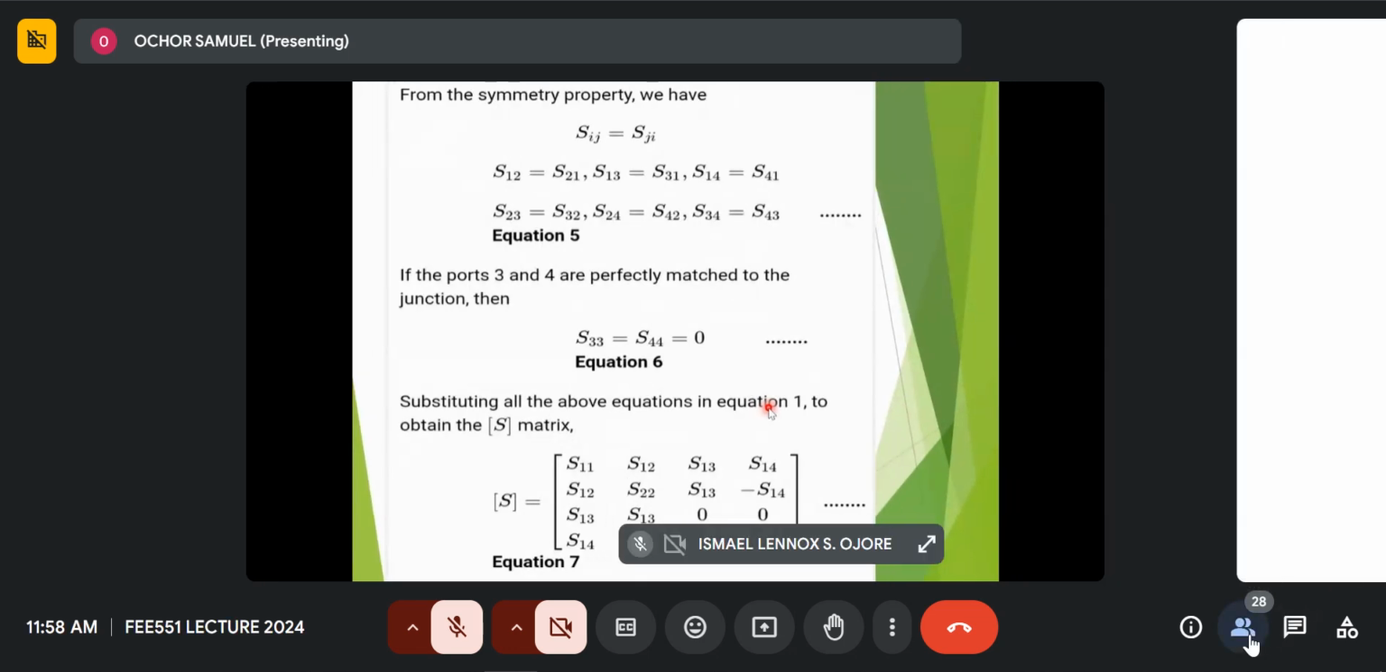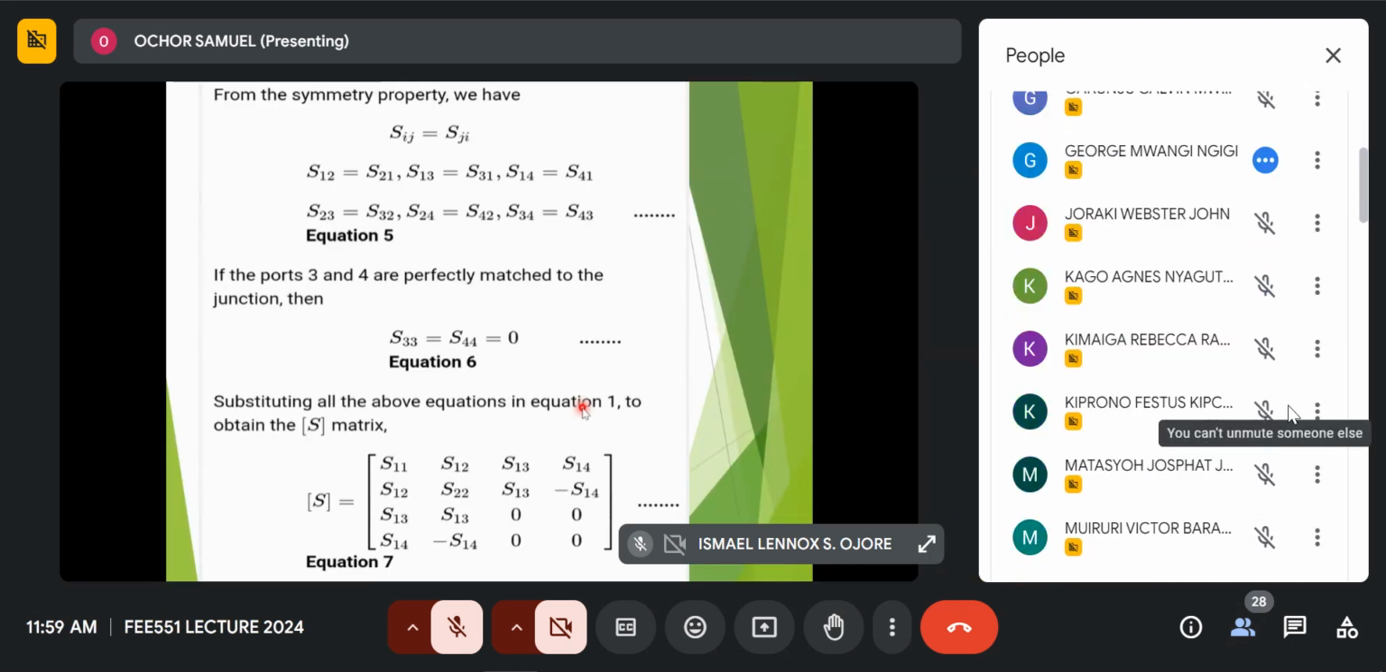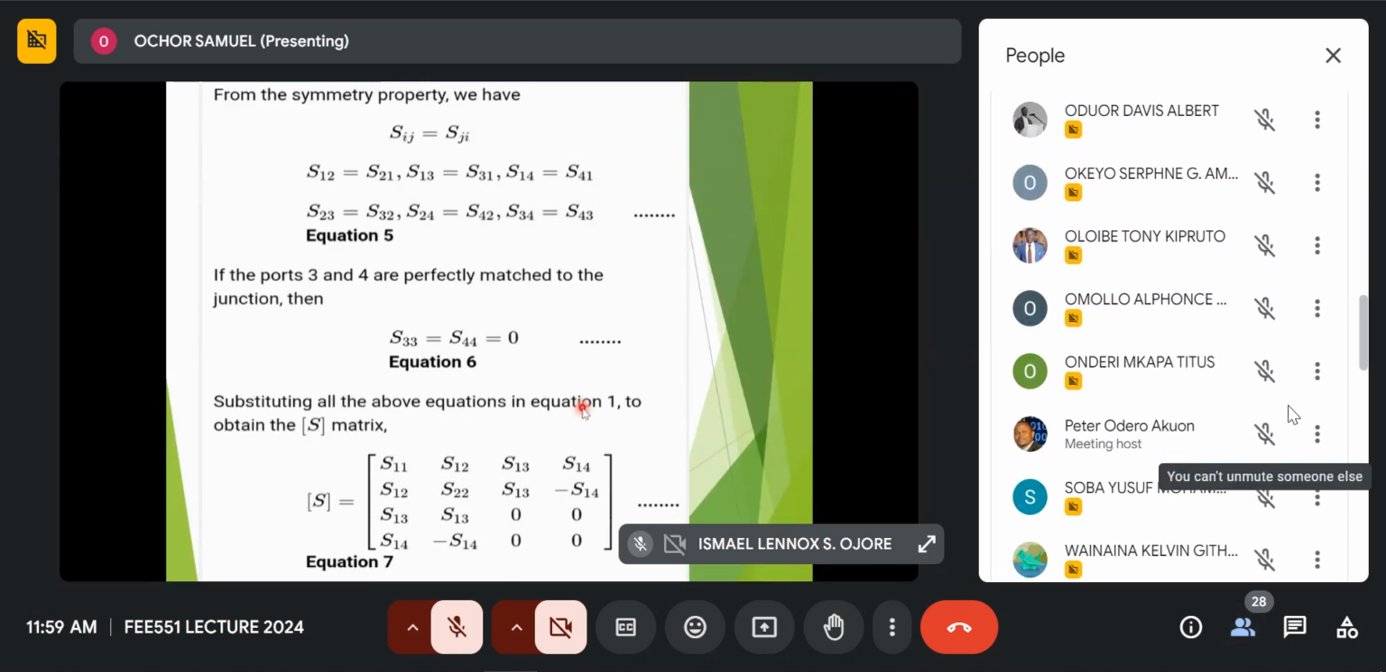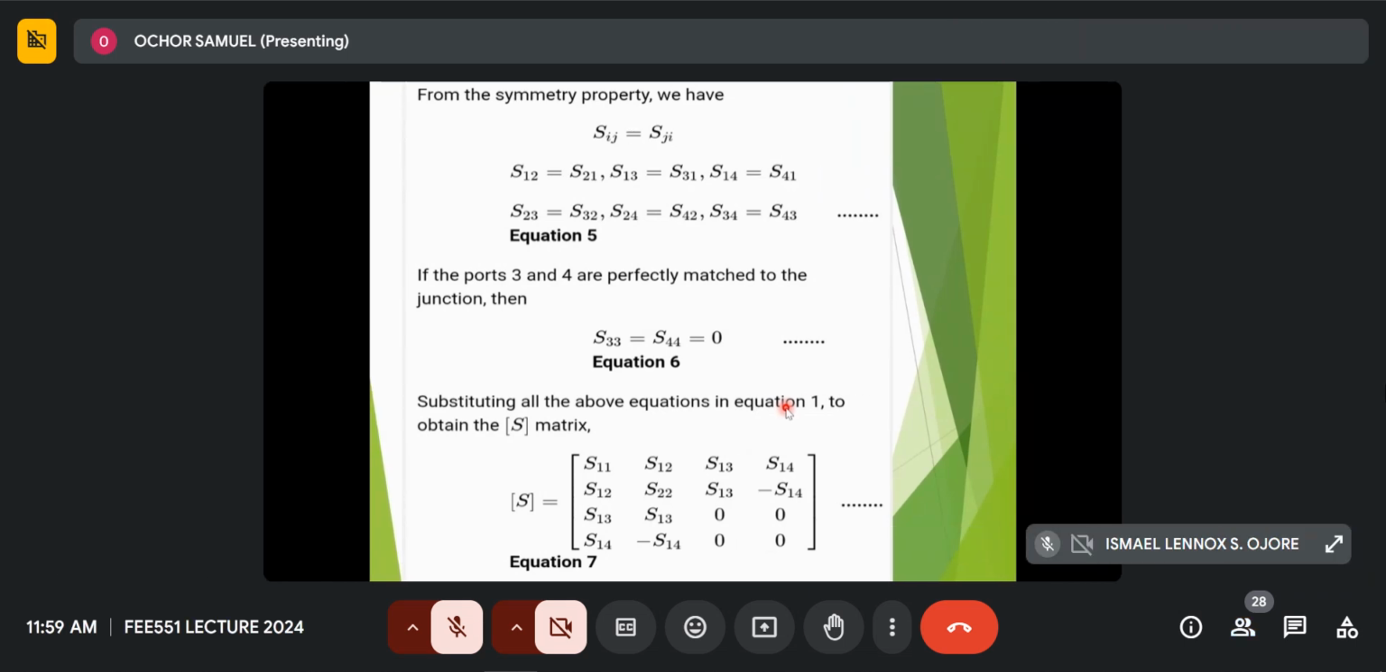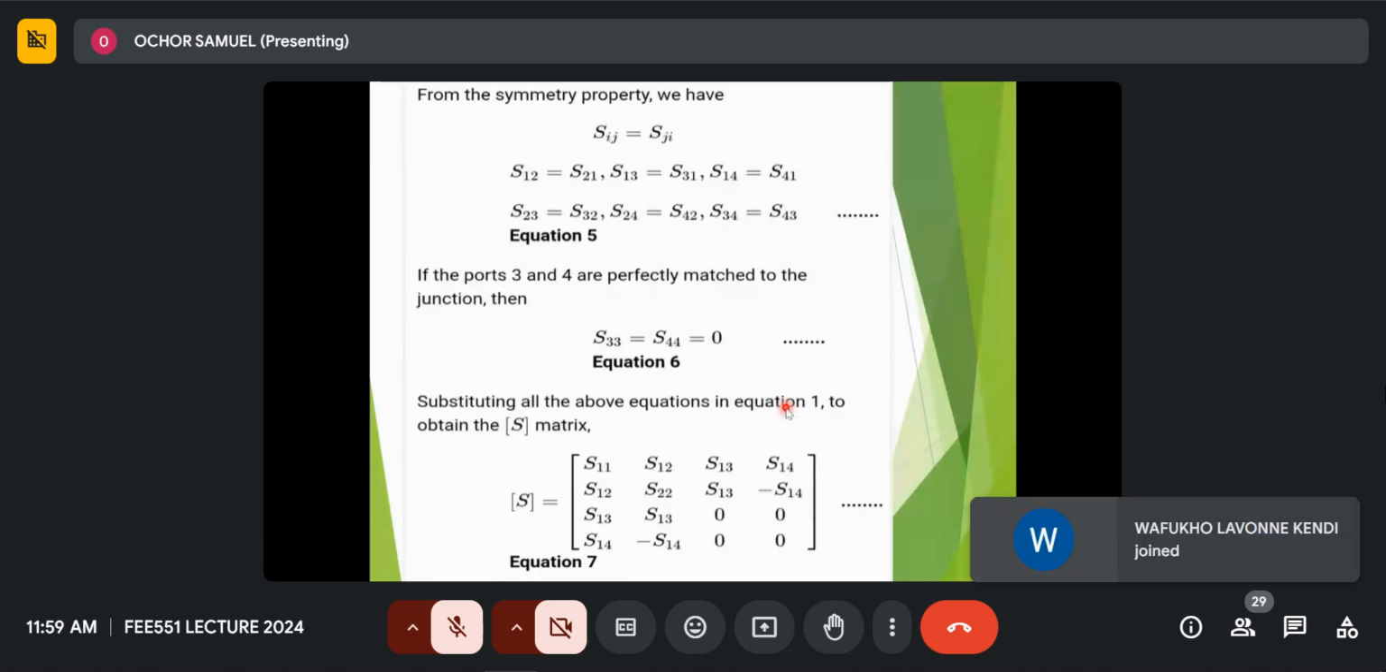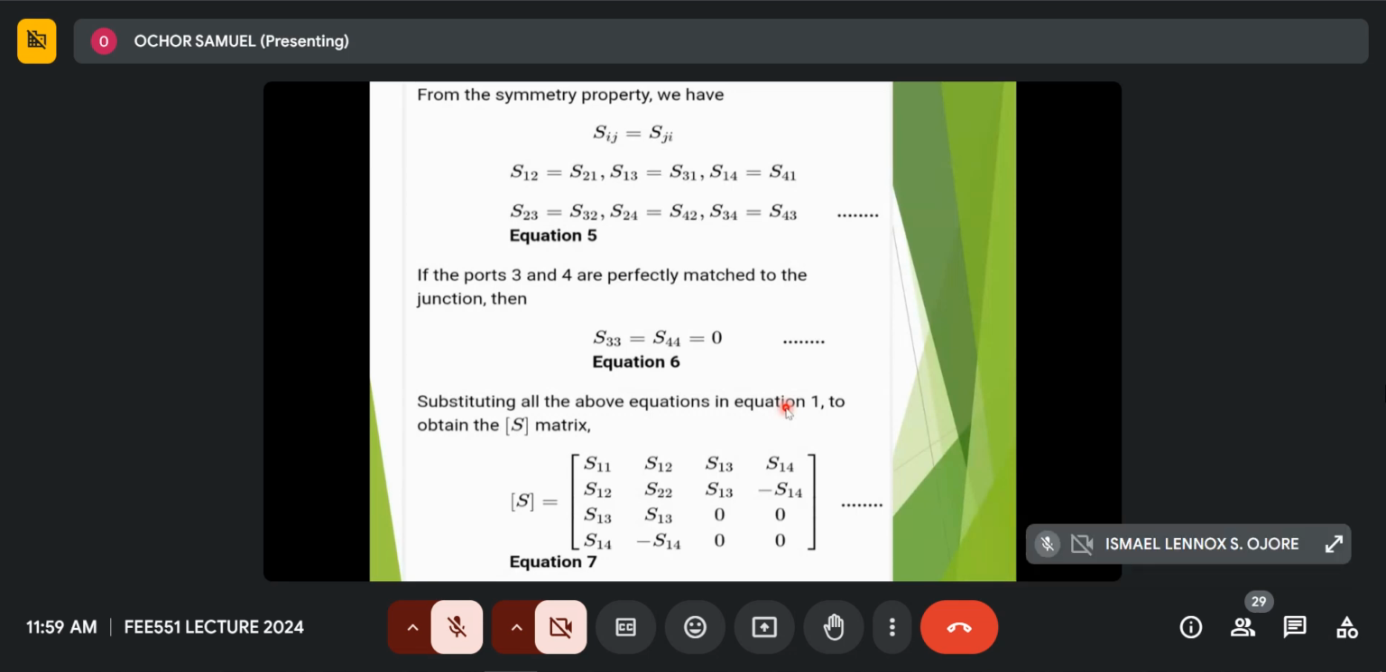From the symmetry property that we have already seen, you can interchange those subscripts, and it is going to deliver the same. Equation 6 means there's no self-reflection. We already said that we don't want the input to be at the output at the same time. That is a waste of energy and power. So S33 equals S44 and should be 0. Now, if you substitute those values and work out as we have done previously, you are going to end up with the matrix written down over there. Next.